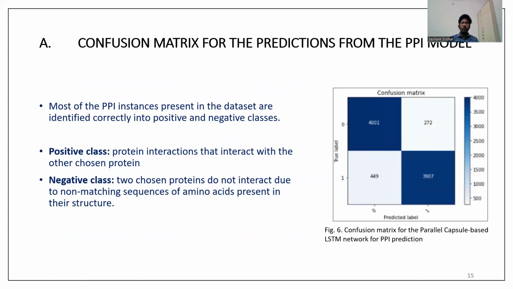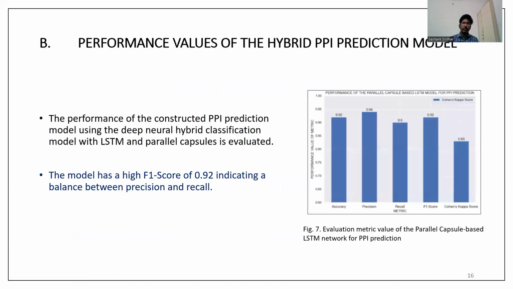Results and analysis. The testing of this is shown in this figure. Most of the PPI instances present are classified correctly into positive and negative classes. The performance is also evaluated using accuracy, precision, recall, and F1 score. We can see that the model has a high F1 score of 0.92, which indicates a balance between precision and recall.